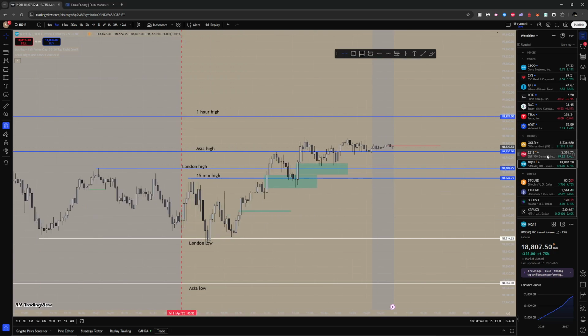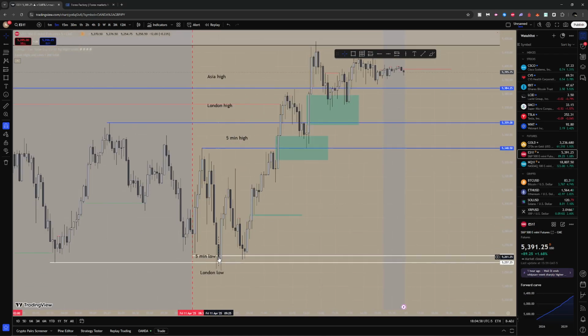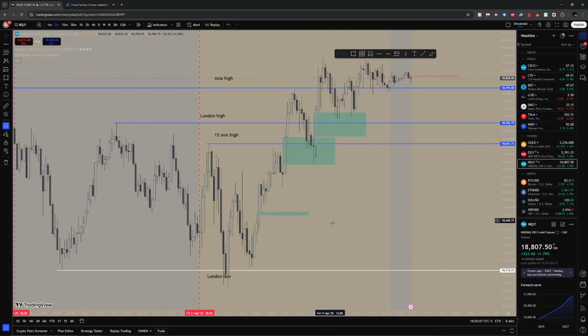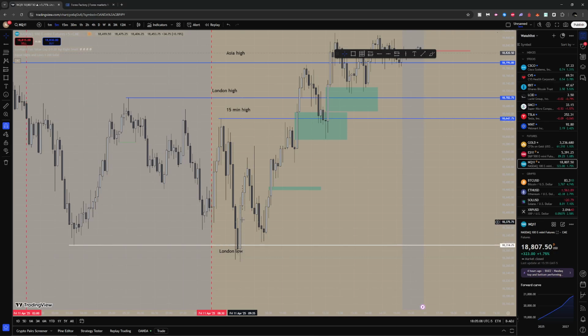So as you can see, at about 9:25 on both, we end up getting our sweep of liquidity, 5 minute low, take out London low, and we get a rise out of it. NQ, same thing, a little more cleaner. Sweep out the London low, boom, we're up again. 5 minute low, we take it out. I just didn't mark it out.